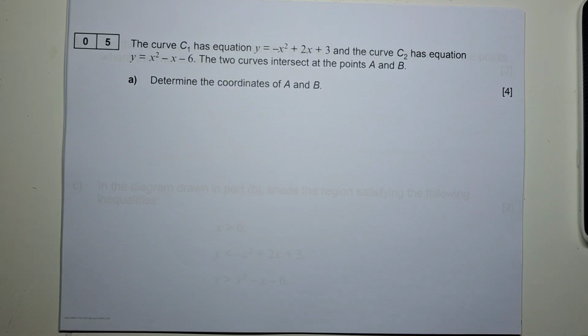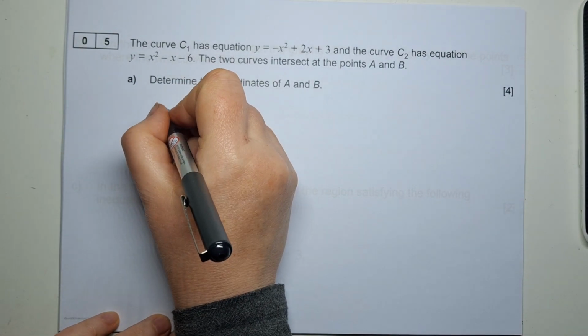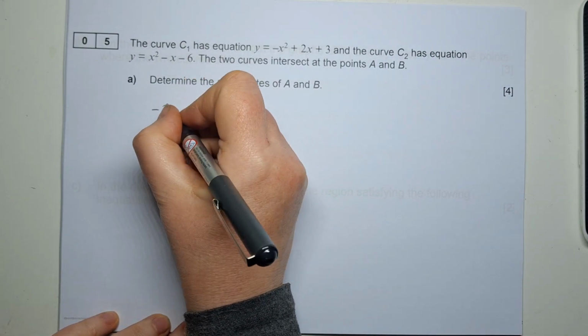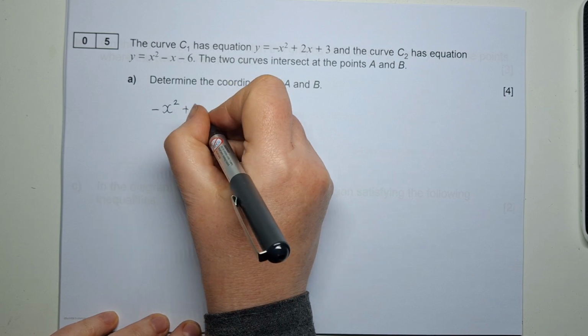Question 5a. The curve C1 has the equation y equals minus x squared plus 2x plus 3, and the curve C2 has equation y equals x squared minus x minus 6. The two curves intersect at A and B, and the first thing we have to do is work out where they're intersecting.